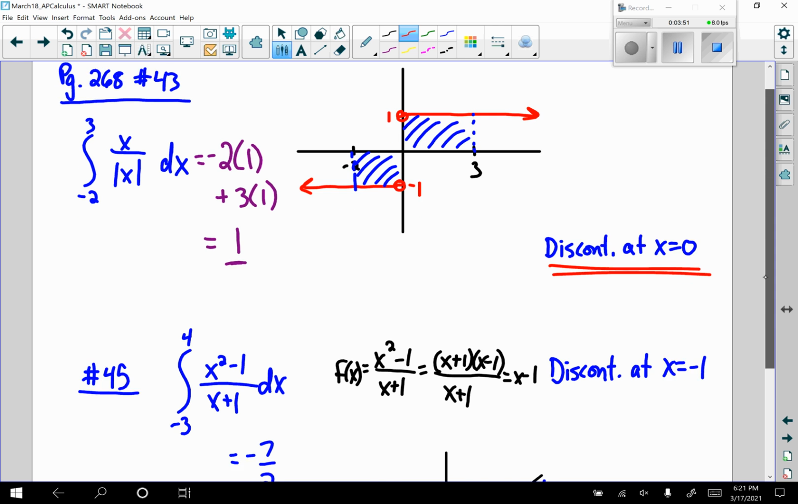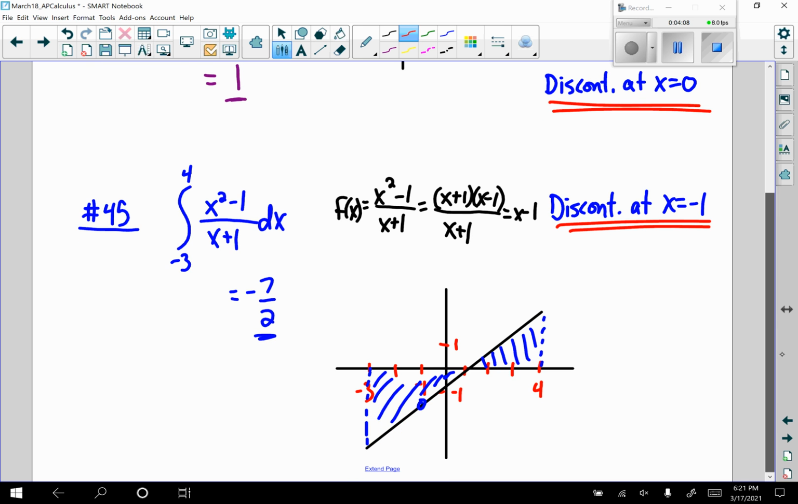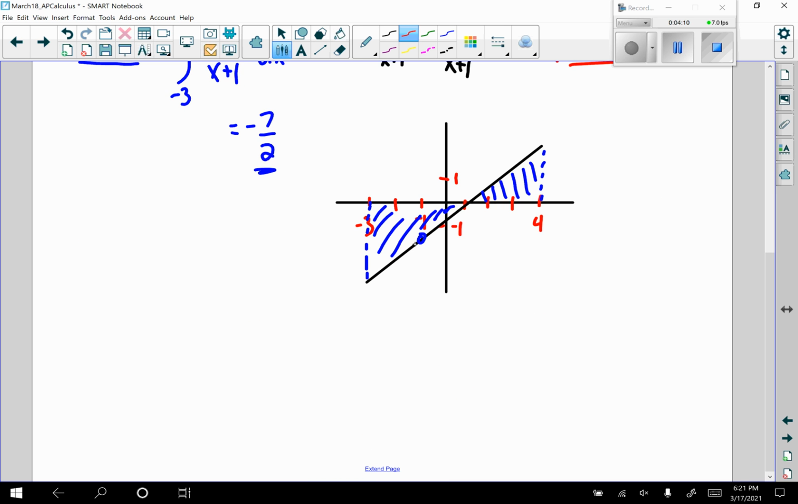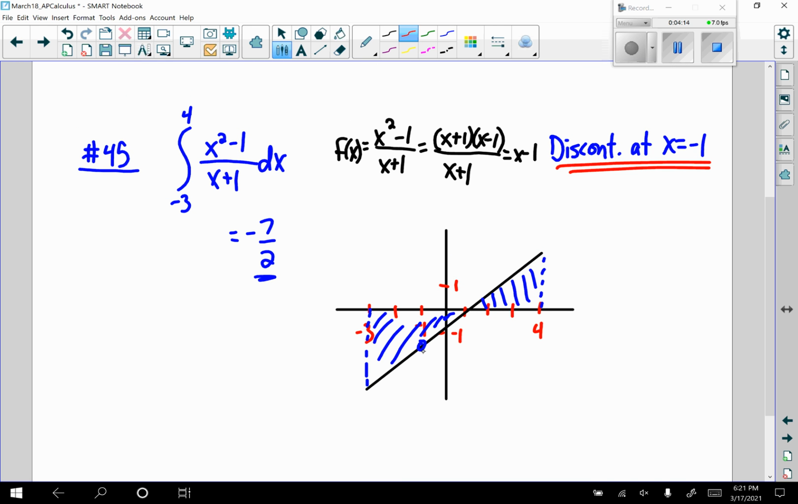For 45, this is the integral we're given. Right here in our denominator, x cannot equal -1. So this is discontinuous at x equals -1. Then I could simplify this fraction by factoring the numerator, so this turns into just x minus 1. But I have a removable discontinuity at x equals -1. So notice the hole that's right here. So I'm just graphing the line x minus 1 with this removable discontinuity right here.